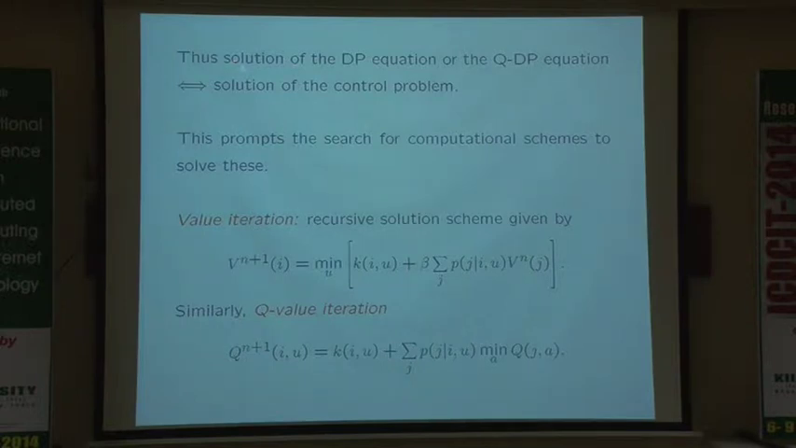So either you solve the first equation for V or the equation for Q. Then just by minimizing, you know the optimal policy. Since you want to find the optimal policy, your objective would be to either solve the equation for V or the equation for Q. There are multiple schemes. One standard scheme is what's called value iteration. You start with some guess V0, plug it in on the right hand side, get V1, then plug in V1, get V2, and just solve it recursively.